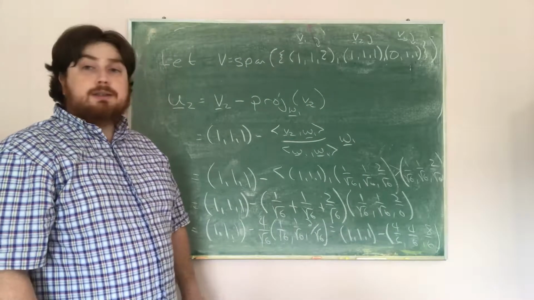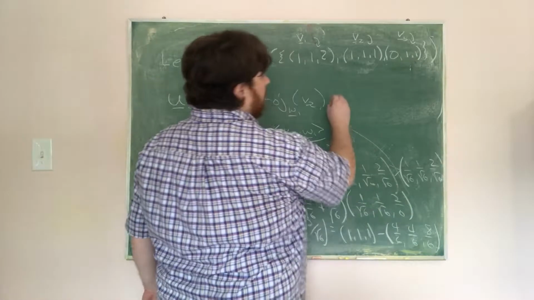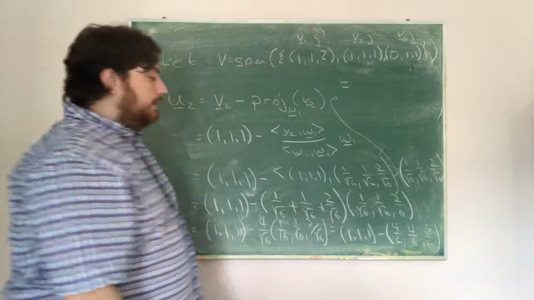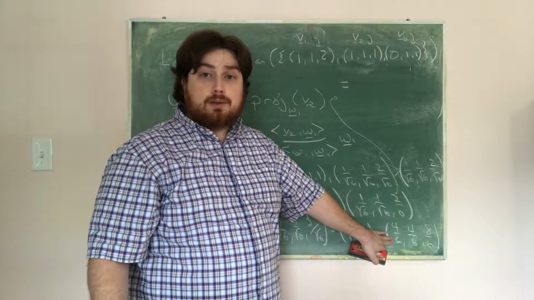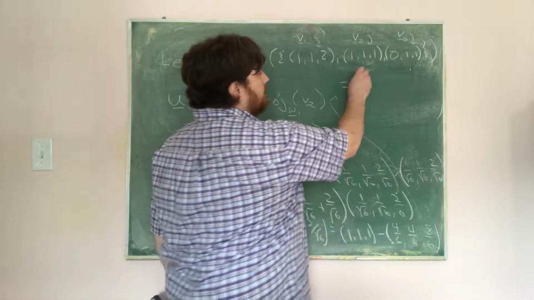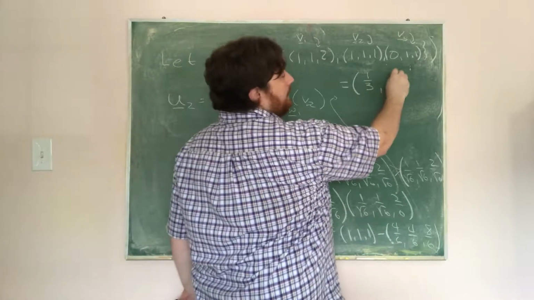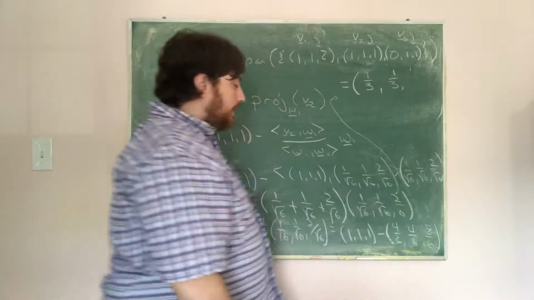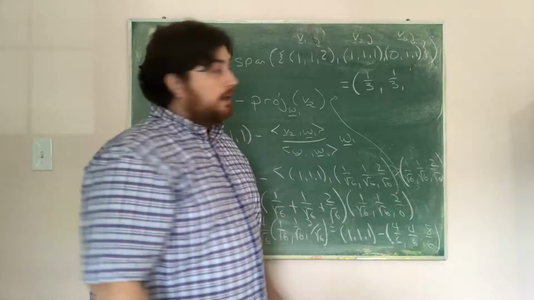So now the last thing I need to do is just subtract those. Since I'm running out of room, I'm going to pull that back up here, and I'm going to say that this is going to be equal to, well, 1 minus 4/6, which is 2/3, 1 minus 2/3 is 1/3. Again, 1 minus 2/3 is 1/3. And now this is 1 minus 4/3, which is going to be negative 1/3.